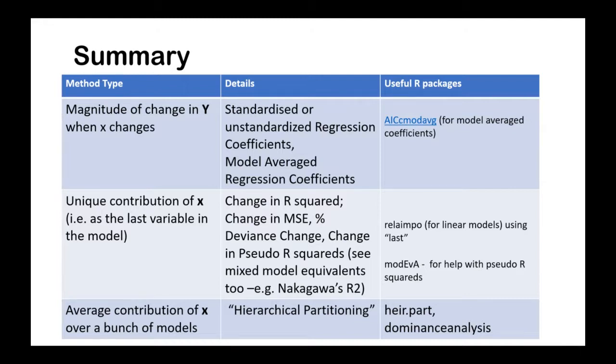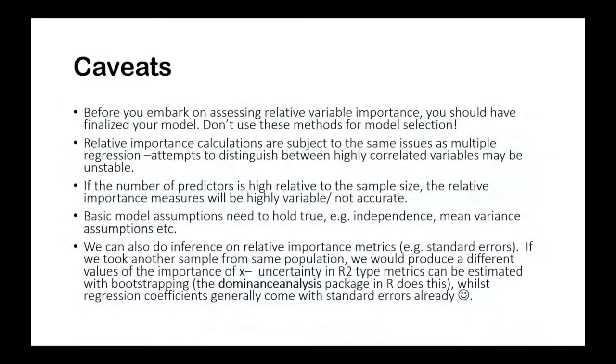If you have a mixed model, you can use extensions of R-squareds for mixed models, like Nakagawa's R-squared. So there's some caveats that I just wanted to go into. These relative variable importance ideas are for your finalized model. You shouldn't be using these for model selection. This is something that you've come to almost as a post hoc question, like, oh, now I'm just interested in which one's explaining more.